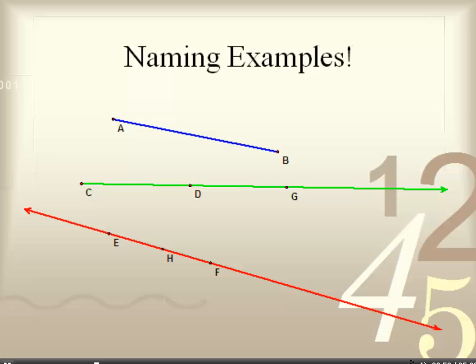Looking at some examples. Looking at the first blue example, you'll notice we have a beginning and an ending point. That tells us it is a segment. To name a segment, we're going to have to look at the beginning and the ending. So it starts at A and it ends at B. So we can call that segment AB.